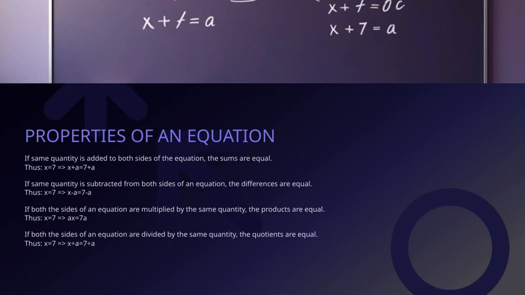These properties are fundamental because they allow us to isolate variables and solve equations systematically. Remember, the core idea here is that these operations, adding, subtracting, multiplying, and dividing, are all equivalence transformations that keep the equation balanced. That's what makes them so powerful in solving algebraic problems.